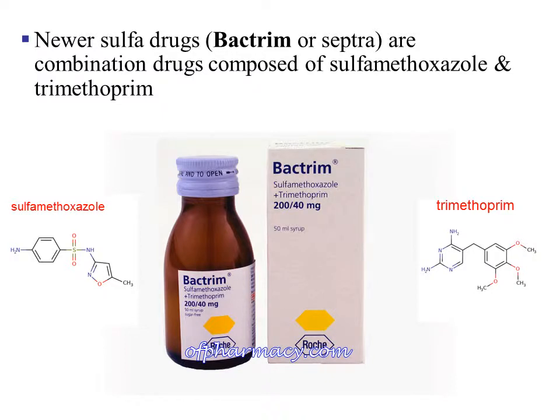Newer sulfur drugs like Bactrim are used. These drugs are better because they are combination drugs. It is composed of two different drugs, sulfamethoxazole and trimethoprim. When you combine these two drugs, you have better killing capability in that Bactrim drug.